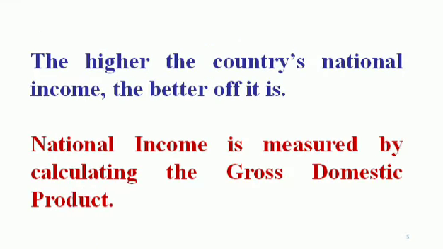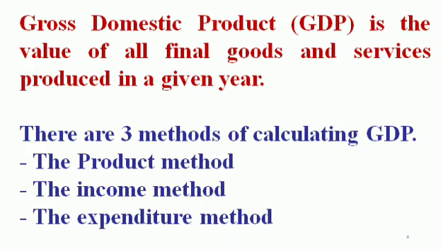So we measure the national income of a country by calculating the gross domestic product or GDP. The higher the country's GDP or national income, the better off the country is. So GDP or gross domestic product is the value of all final goods and services produced in a given year.